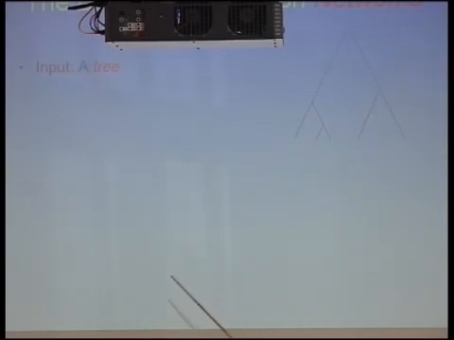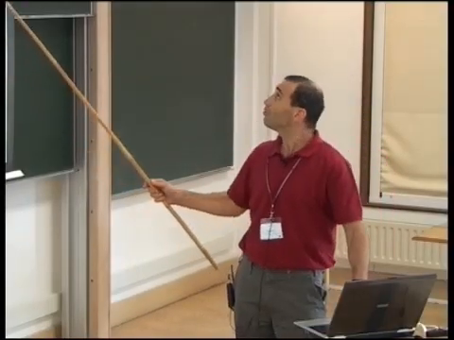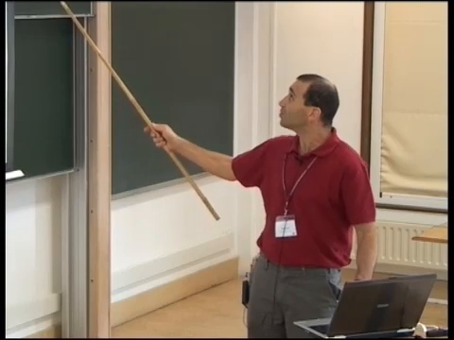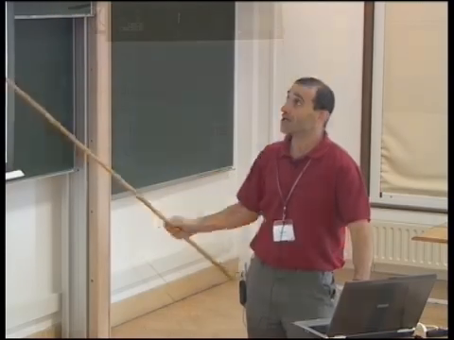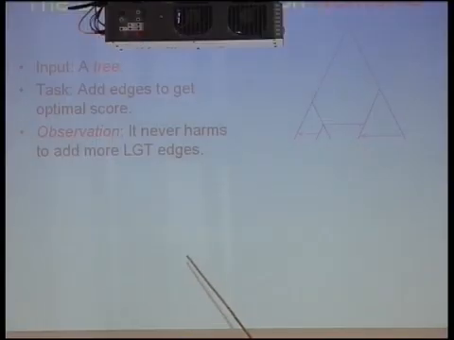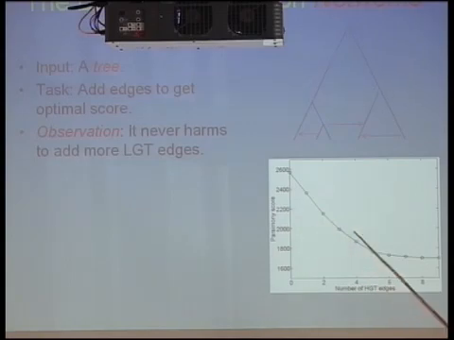So remember, we just spoke about the small problem, but actually we try to solve the big problem, and the big problem is as follows. We need to add edges to the tree until we get to the optimal score. Now, key observation: it never harms to add more and more edges. Your parsimony score never gets worse because you just add more and more edges, and you just increase your selection.